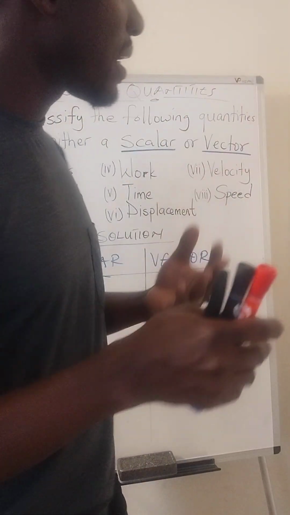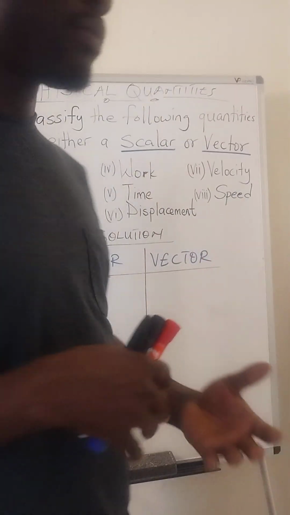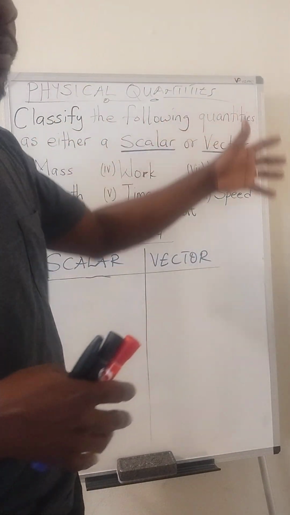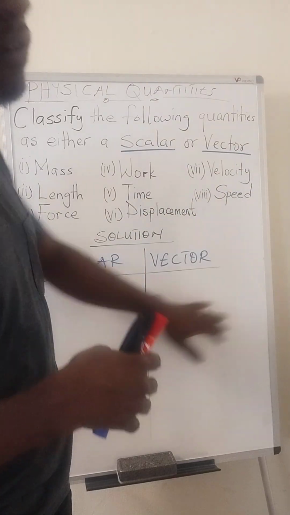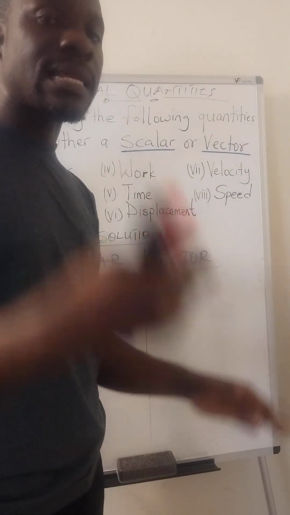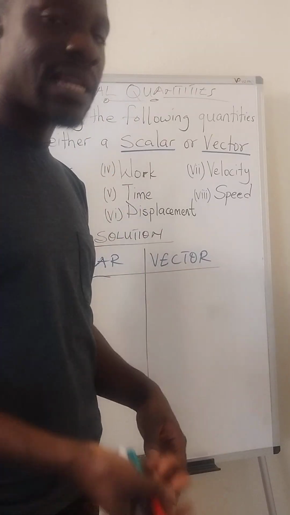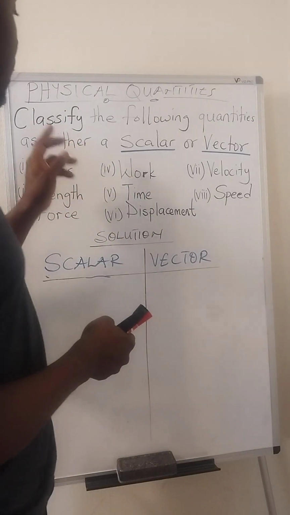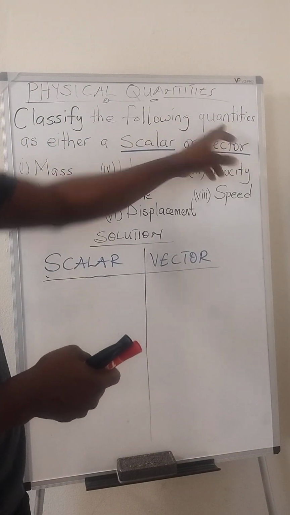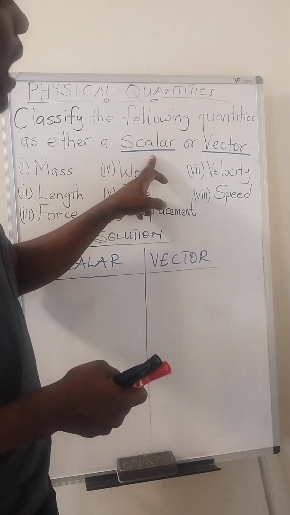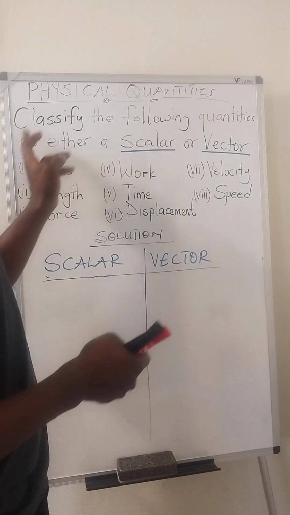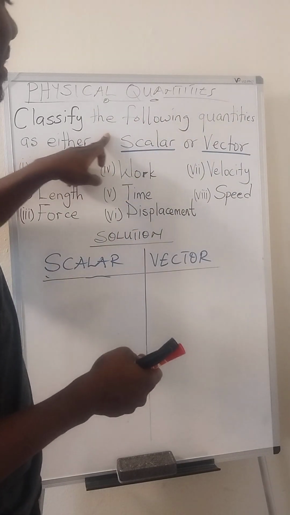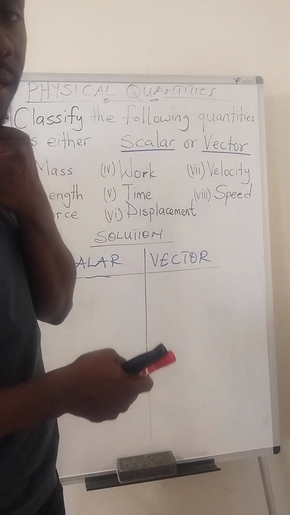And so in this lesson, we are going to try as much as possible to classify these quantities on the board into a scalar and a vector quantity based on the understanding that we have, based on the explanation that I've given. And so this is just a simple example, all right? Classify the following quantities as either a scalar or a vector quantity. Classify the following quantities as either scalar or vector, okay?